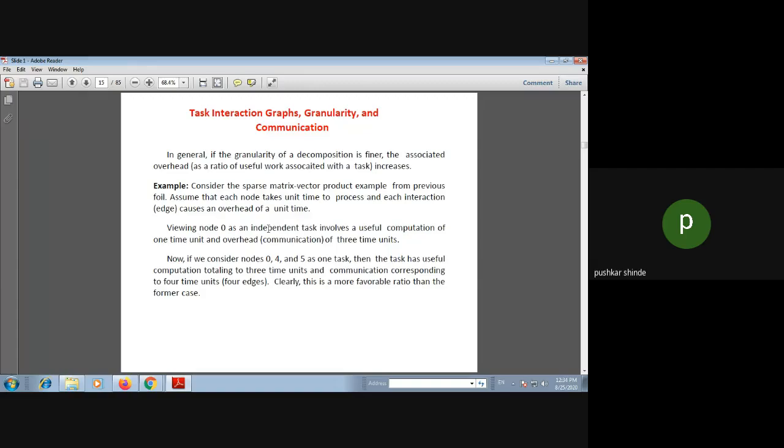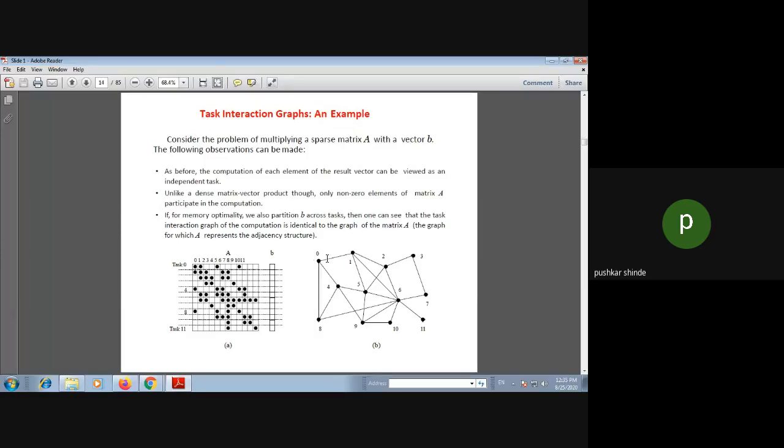Viewing node 0 as an independent task involves a useful computation of one time unit and overhead communication of three time units. So if you look at the task interaction graph, 0 is taking one time unit to execute its work, and since it is having three edges, the overhead is of 3 units. So that is what they have analyzed for the task 0. Its useful time is 1 unit and overhead is 3 units.